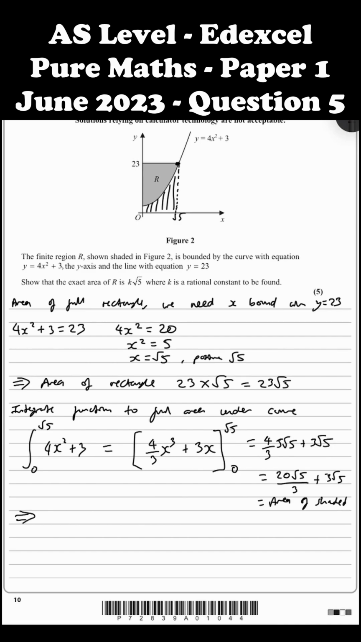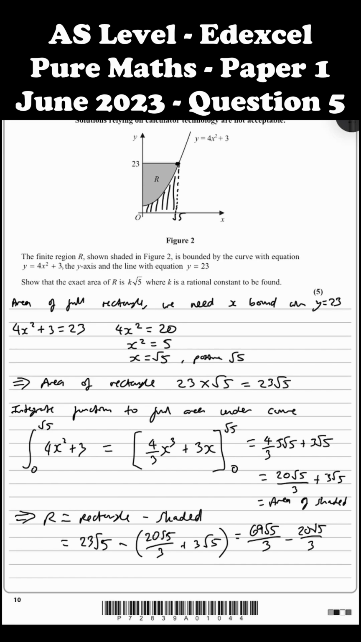Therefore, R is going to be the rectangle minus shaded. So the area of the rectangle is 23 root 5 from earlier, and the area of the shaded region is 20 root 5 over 3 plus 3 root 5. I'm going to put it all over 3 to make it a little bit easier for me, and that's just going to be 69 root 5 over 3 minus 20 root 5 over 3 minus 9 root 5 over 3.